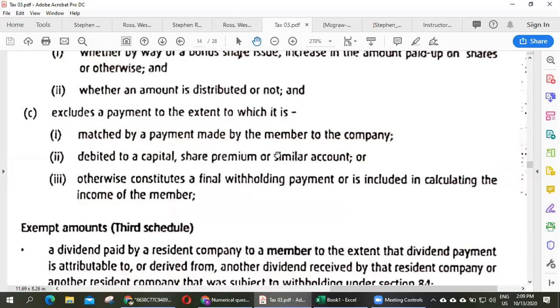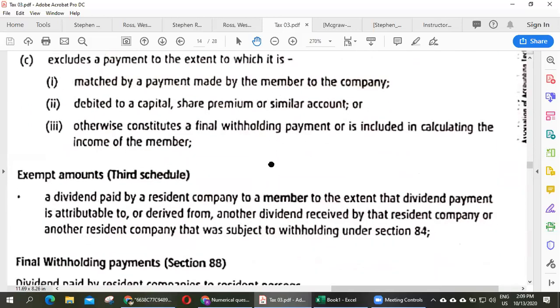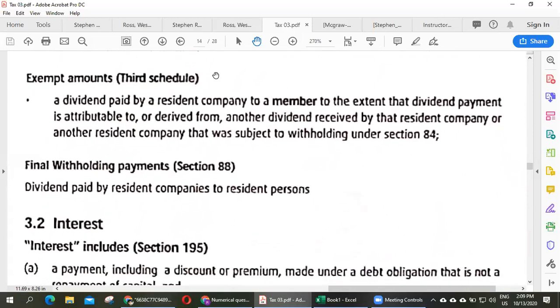So you don't need to worry about this kind of technical terms, right? It is as mentioned in the Act. Exempt amount: the Third Schedule explains what the exempt amount is. It is important, right? A dividend paid by a resident company to a member, to the extent that the dividend payment is attributable to or derived from another dividend received by the resident company or another resident company that was subject to withholding tax.